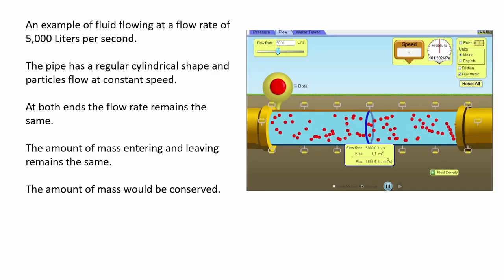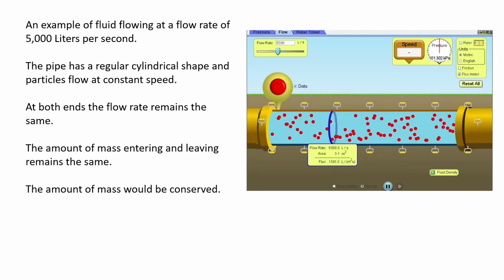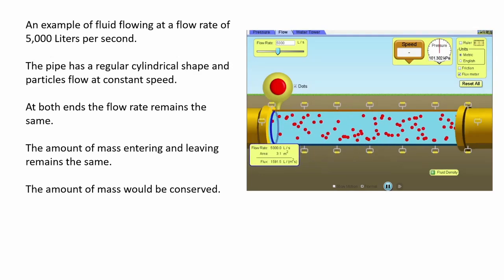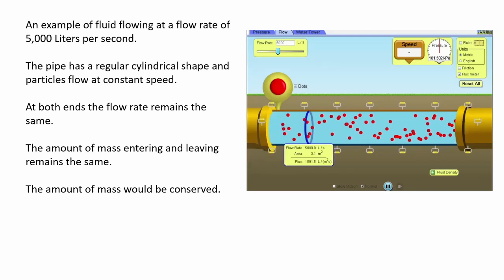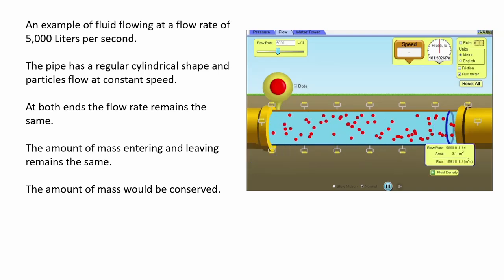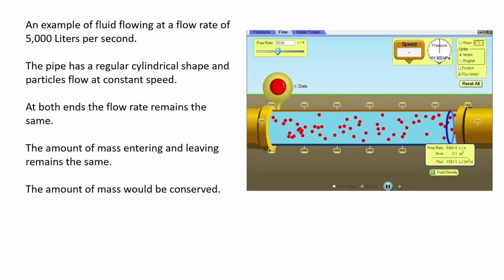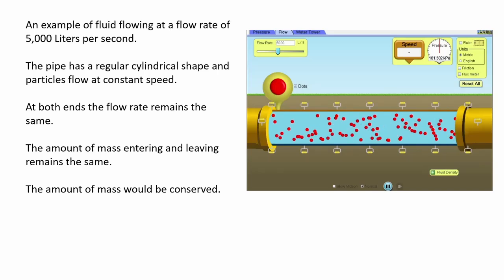An example of fluid flowing at a flow rate of 5,000 liters per second. The pipe has a regular cylindrical shape and particles flow at constant speed. At both ends the flow rate remains the same. The amount of mass entering and leaving remains the same. The amount of mass would be conserved.